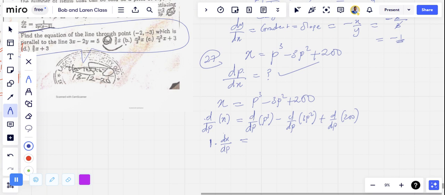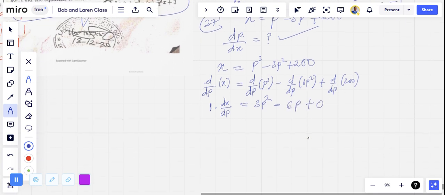So differentiate p cubed with respect to p, that's just 3p squared. I don't have any issue with that. Differentiate 3p squared, that's 6p. Differentiate 200, that's 0. So my dx over dp is just equal to 3p squared minus 6p.